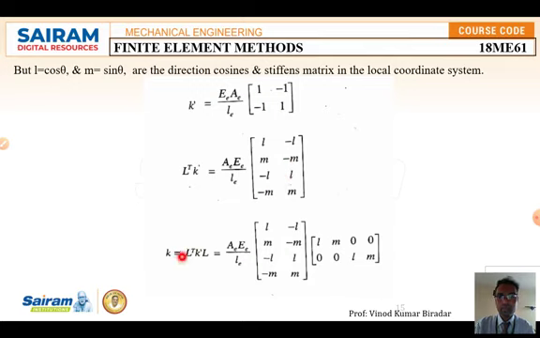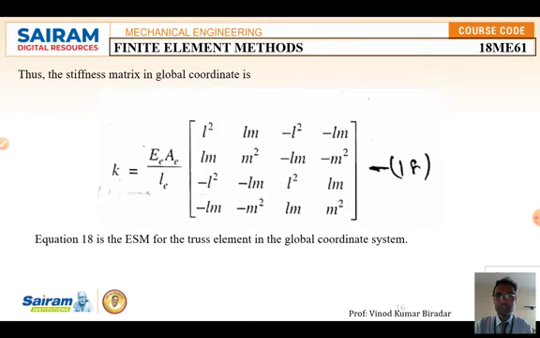Okay, so now we know that k is equal to transpose of L k dash L. L is nothing but this formula, so substitute this. L is [l m 0 0; 0 0 l m]. Now the stiffness matrix for this element, you have to multiply this into this, and we are going to get K is equal to AE by L times [l² lm -l² -lm; lm m² -lm -m²; -l² -lm l² lm; -lm -m² lm m²]. Okay, so this is an expression for the stiffness matrix for a truss element in the global coordinate system.